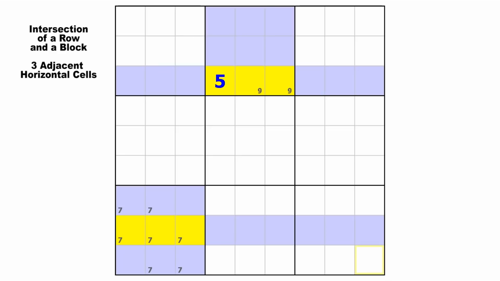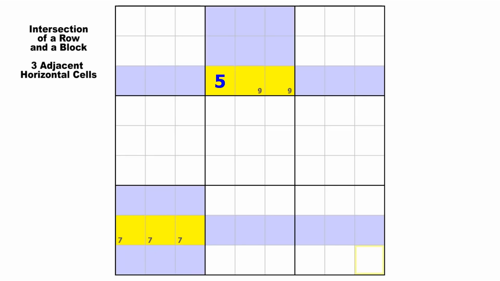So one of them must be true. But this time, because there are three of them, they are not a conjugate pair. But still, the fact remains that one of them has to be true. This means that any other candidate 7 in that block must be false and can be eliminated.